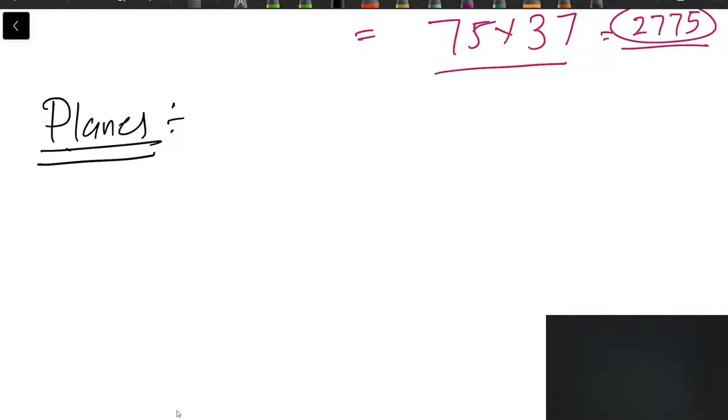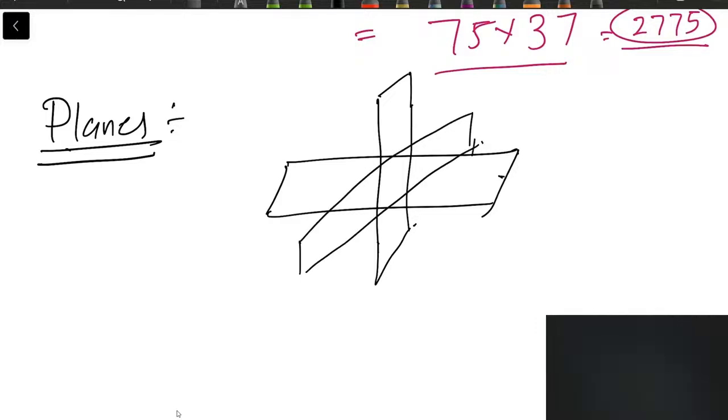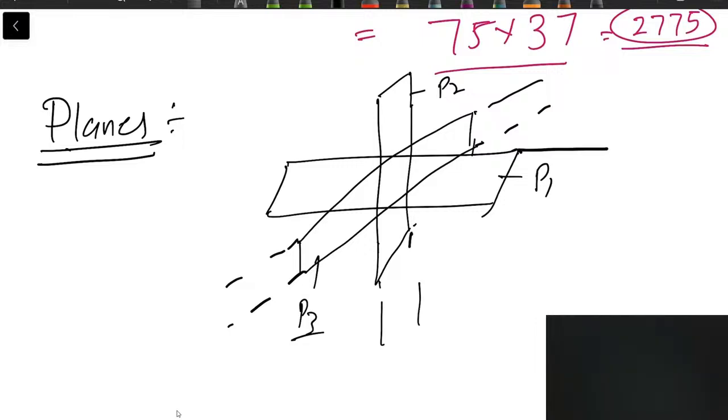If we take an example, like this is one plane, this is one plane. If I take another example, like this is another plane here. If I take another example, this is another plane. So this is plane 1, this is plane 2, this is plane 3. I'm just representing this. Basically all these are smooth surfaces that can be extended infinitely in their own directions. So all these are planes, and in both directions they can be extended.